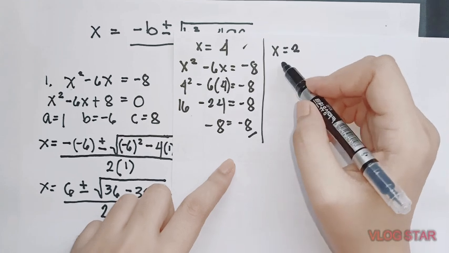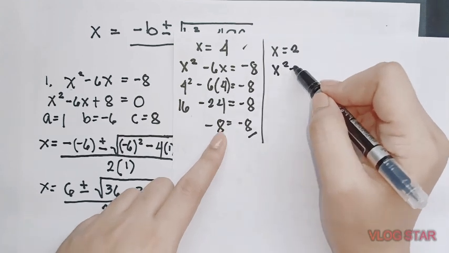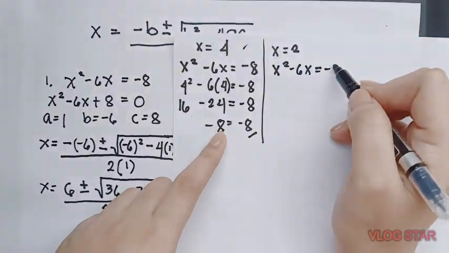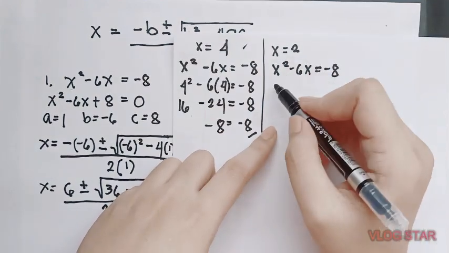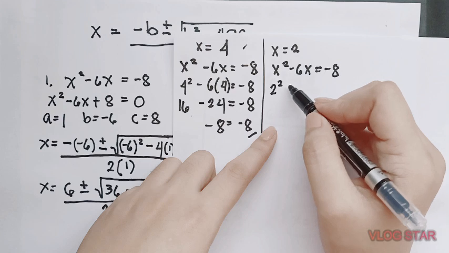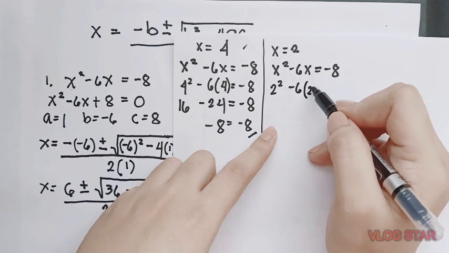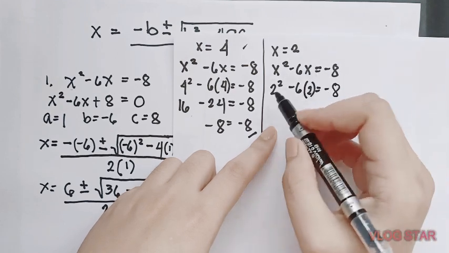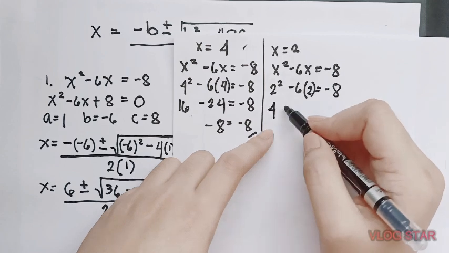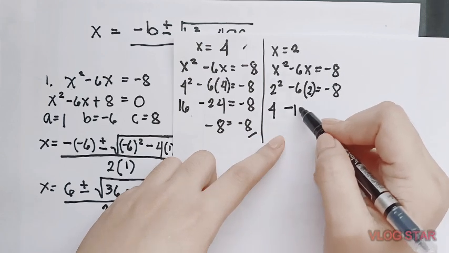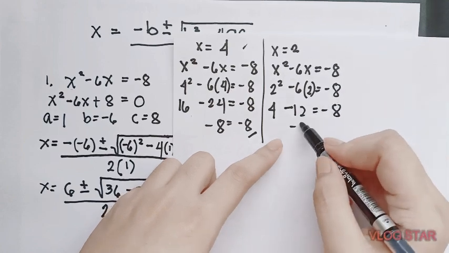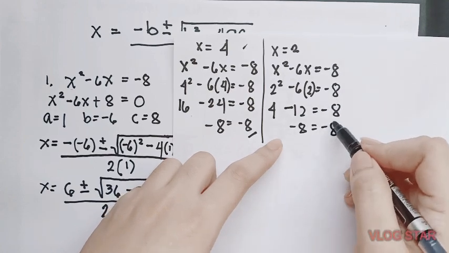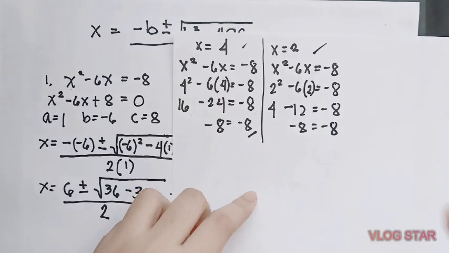Let's check x equals 2. We have x squared minus 6x equals negative 8, and then substitute 2 for x. We have 2 squared minus 6 times 2 is equal to negative 8. 2 squared is 4. Negative 6 times 2 is negative 12. Is it equal to negative 8? 4 minus 12 is negative 8, equals negative 8. Therefore, the answer is correct.